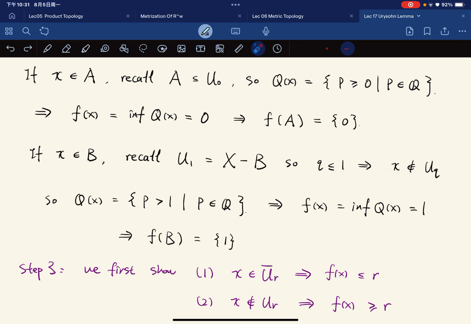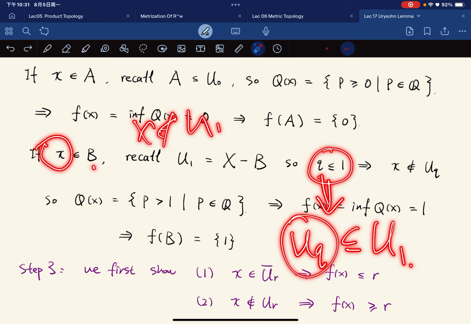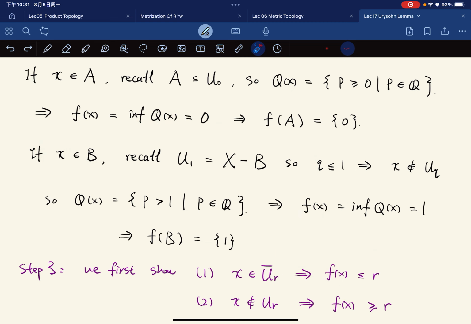Because you're in b, then you're not in u1. For q less than or equal to 1, uq is definitely contained in u1, right? If x is not in u1, it is also not in any subset of it, right? So if q is less than or equal to 1, it is not in uq. So for this q of x, it consists only of the entire space, right? Only the entire space.